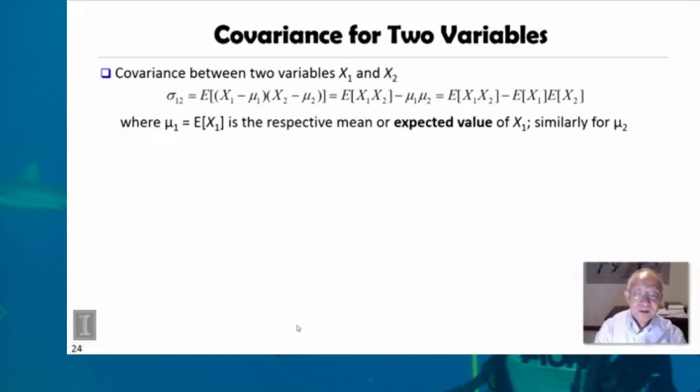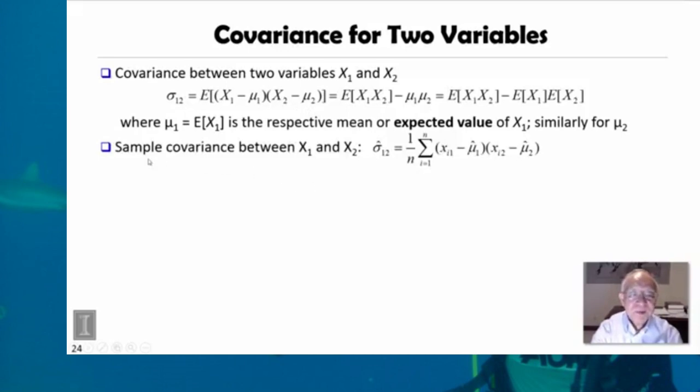Now we introduce covariance for two variables. Once we have two variables, x1 and x2, we want to see how these two variables change together, whether they go up together or go down together, which would be a positive covariance. Let's look at the definition. We look at x1's difference from its mean value, mu1, and x2's difference from x2's mean value, or expected value. Then we look at their expectation. Mathematically, we can also transform this into this form.